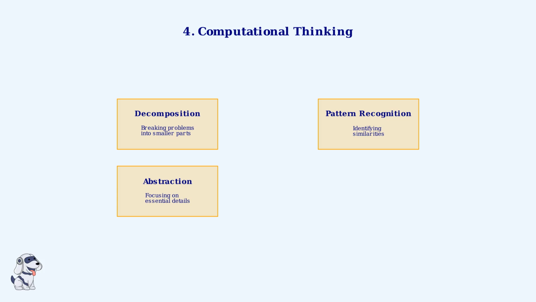Abstraction means focusing on the essential details while ignoring unnecessary complexity, helping you create simplified models of real-world problems. Algorithm design brings everything together by creating clear, step-by-step instructions that solve the problem efficiently and can be implemented in code. These four core concepts form the foundation for all advanced computer science topics you will encounter in your studies and future programming projects.